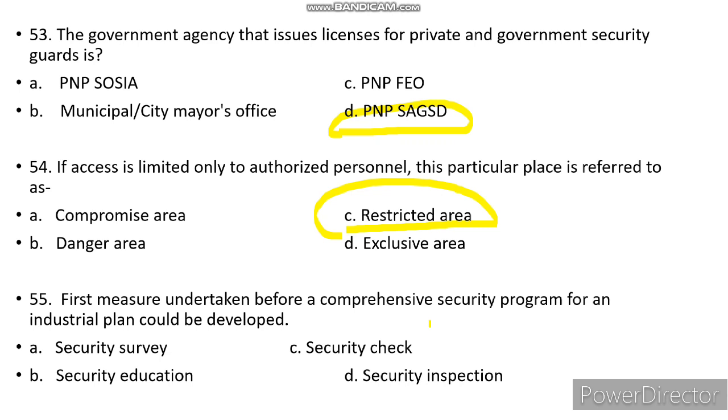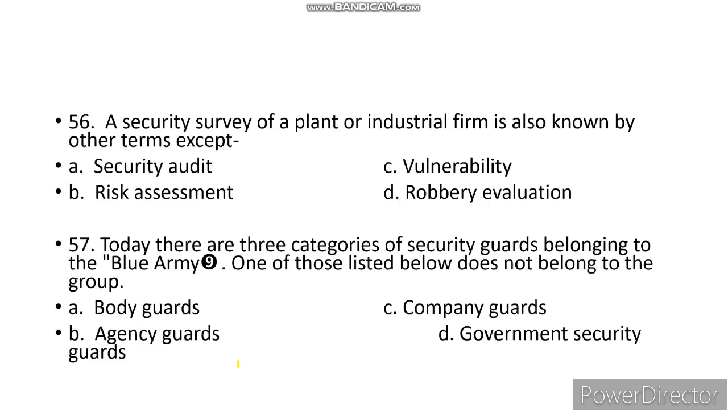55. The first measure undertaken before a comprehensive security program for an industrial plant could be developed is what? Security survey. 56. A security survey of a plant or industrial firm is also known by others except, that's B, 56B, that's risk assessment. Alin yung hindi kasama dito? Security survey of plant is known as other terms. Anong ibang other tawag ng security survey? Tapos, alin yung hindi kasama na tawag ng security survey? That's risk assessment.